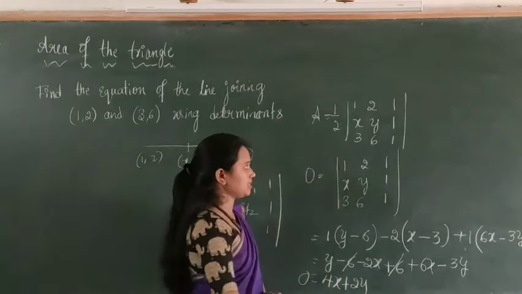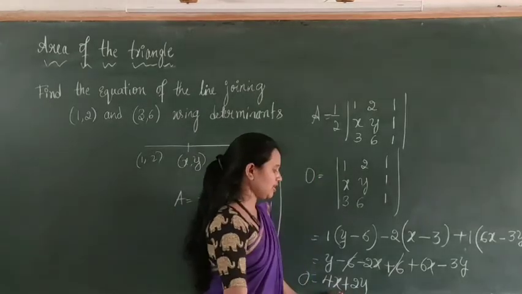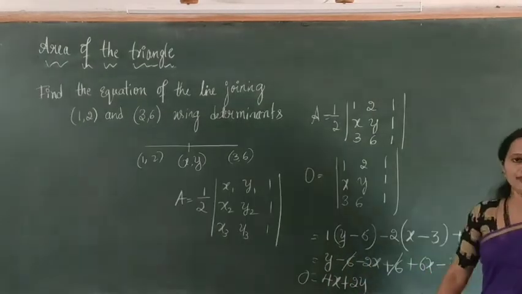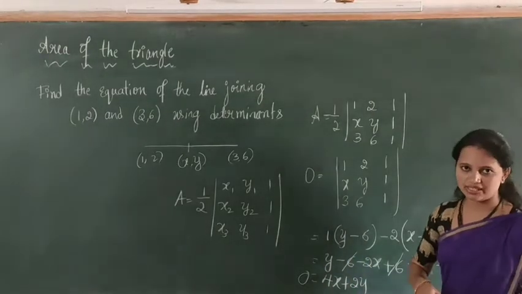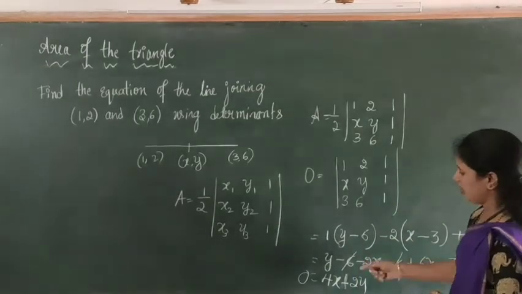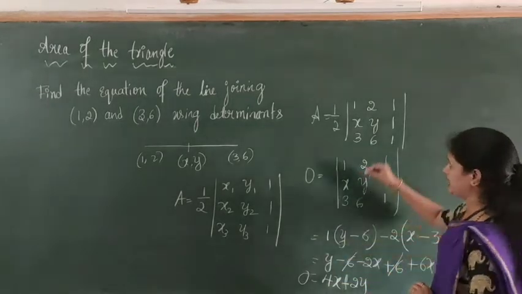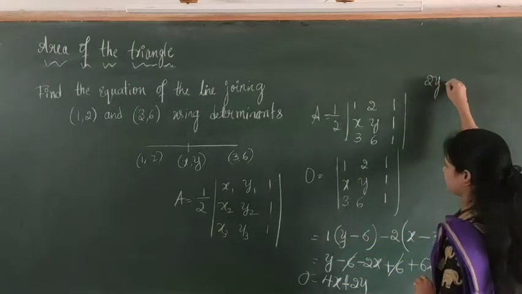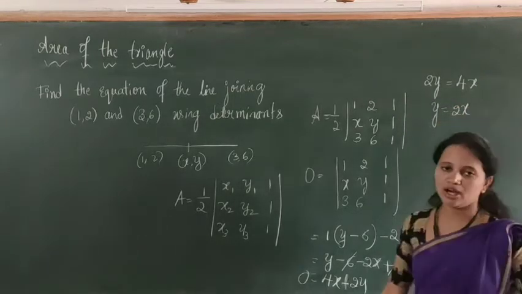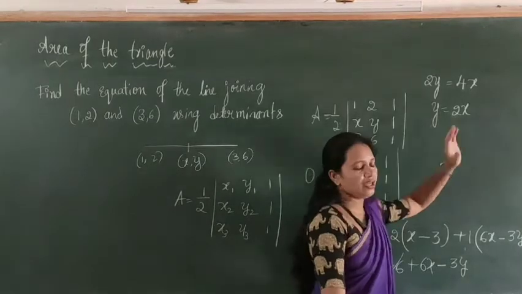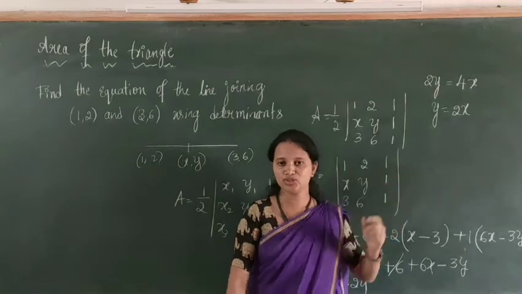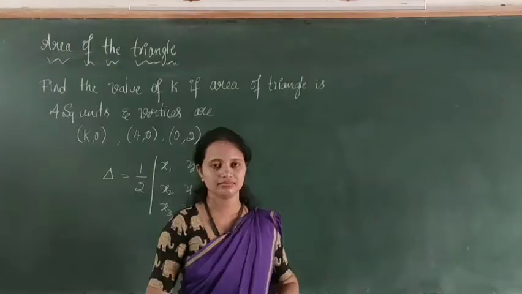Here the area value is equal to 0. So the equation is 4x plus 2y equal to 0. Now we have to convert this equation into y equal to mx plus c form. Sorry, this one is minus 2y. If minus 2y comes to the RHS, then 2y is equal to 4x. So y is equal to 2x. Now the equation has been converted into y equal to mx plus c form. So this is the equation of the line joining these two points.